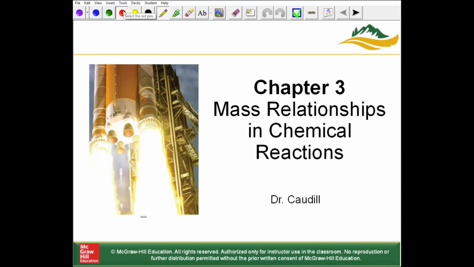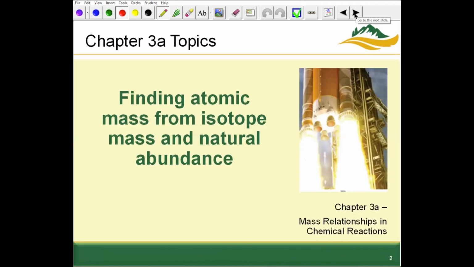Hello everyone, we're going to start chapter 3. The first topic in chapter 3a is finding the atomic mass from isotope mass and natural abundance.